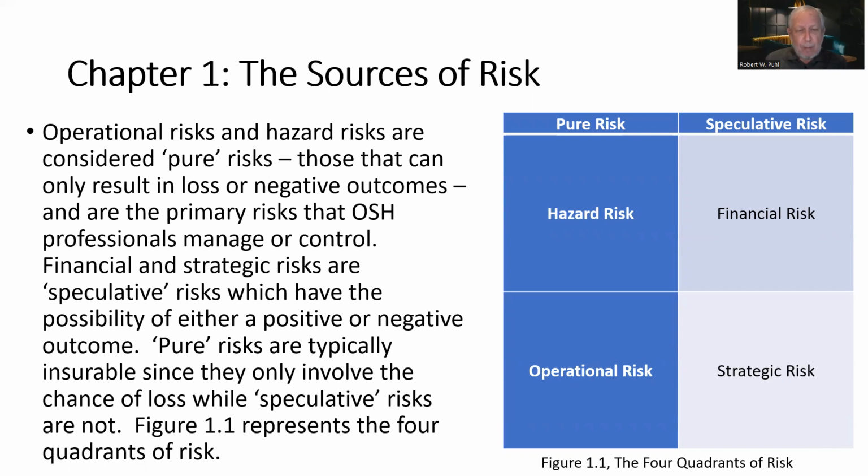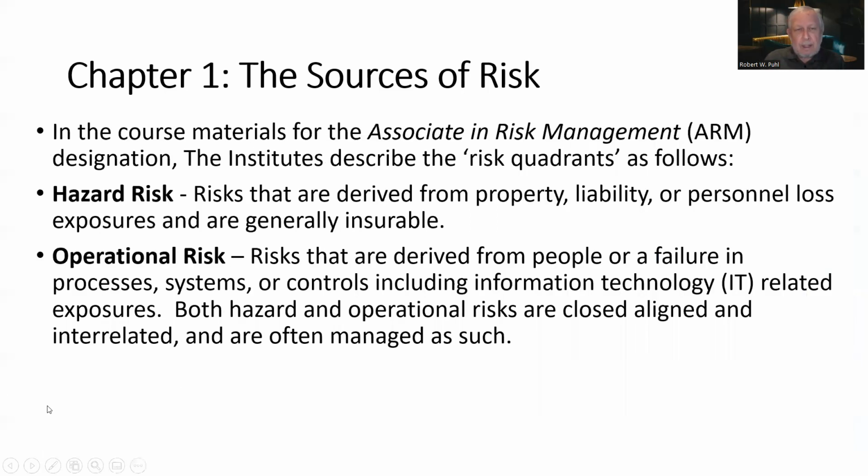So figure 1.1 represents the 4 quadrants of risk. And think about for a minute, in the hazards and operations, obviously you're going to make a profit from your operations, but from the risk standpoint of it, the only thing that can happen is bad. Whereas in financial, it could be good. So it makes a lot of sense.